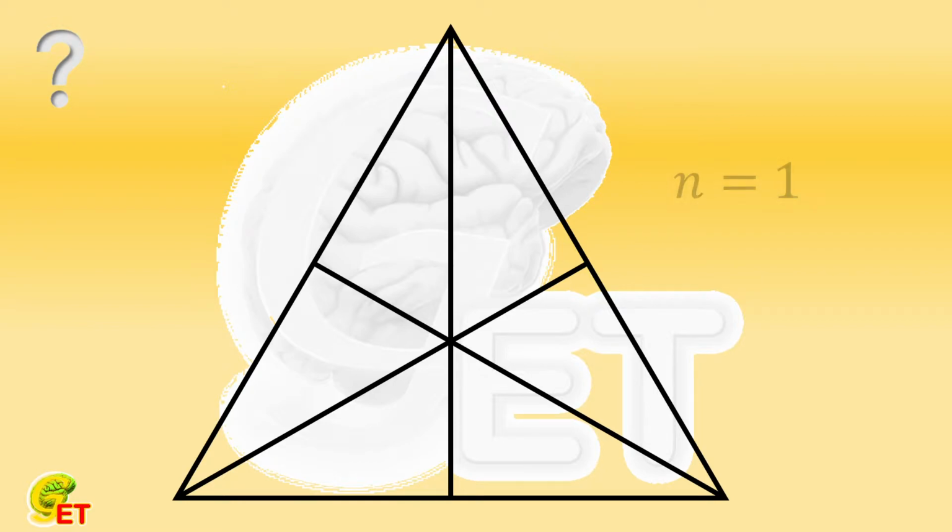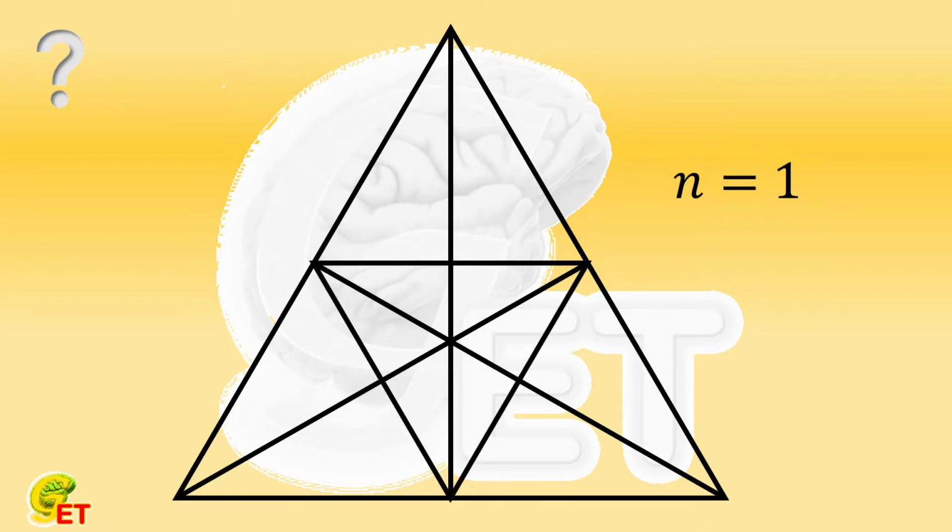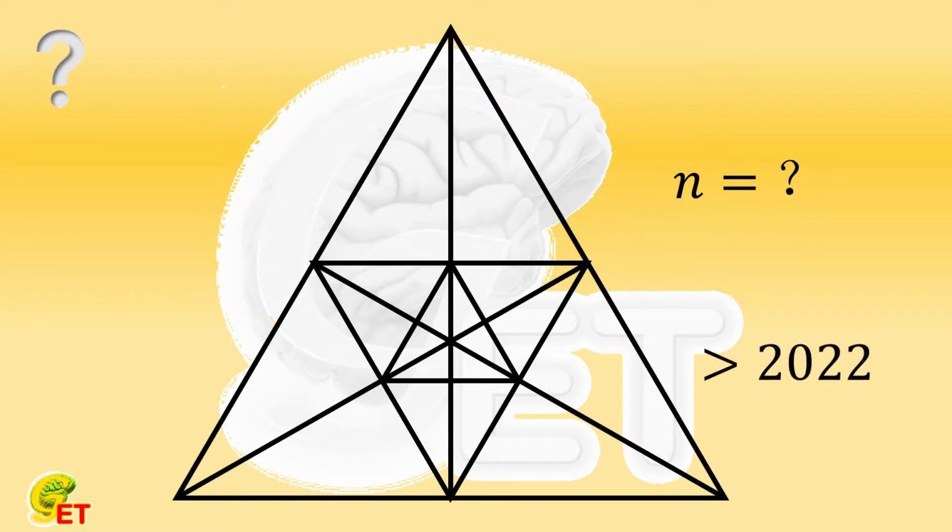In the first step, we plot the new equilateral triangle by connecting the midpoints of the three sides. In the second step, we connect the midpoints of the three sides of the new equilateral triangle of the first step. And so on. After which step, the number of all triangles will be more than 2022? Why not give a try, and we will come back soon.